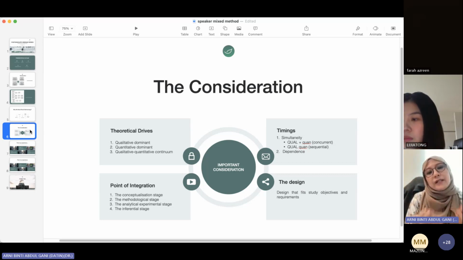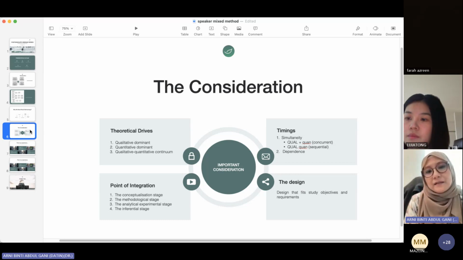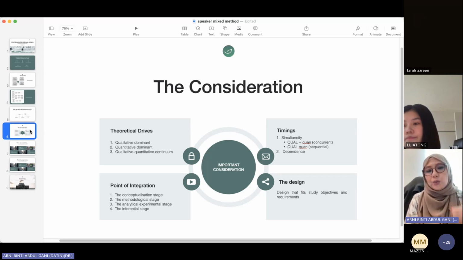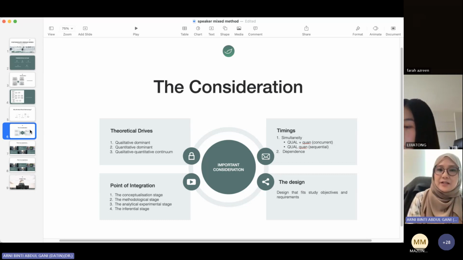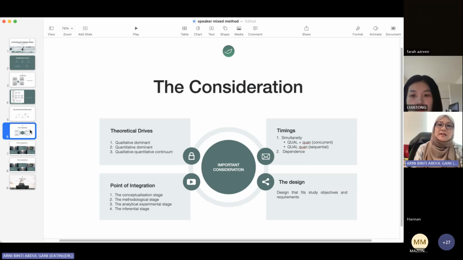Okay, and then you can also have a point of integration in the methodological stage. I think this is quite self-explanatory: the methodological stage means the point where you collect your data, the data collection. And then the analytical experimental stage, this is when you analyze. When you do your analysis, there are some points of integration, qualitative and quantitative. And then the inferential stage, where you make conclusions, discussion, and whatnot. So that is a point of integration.